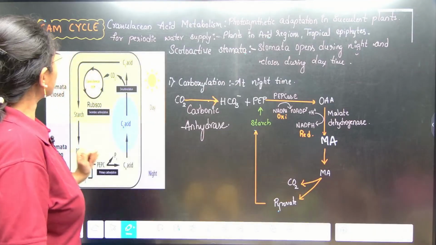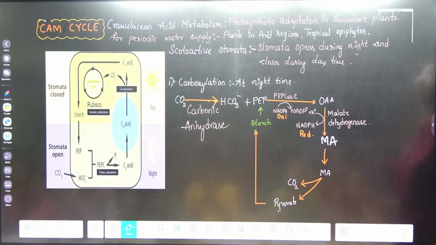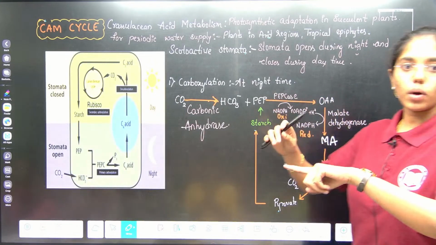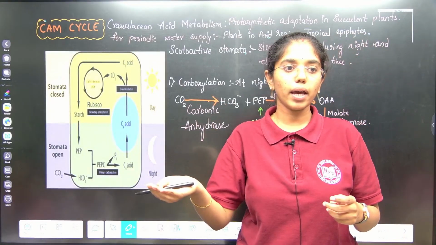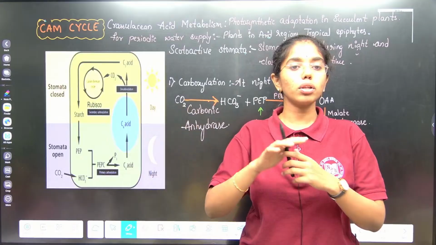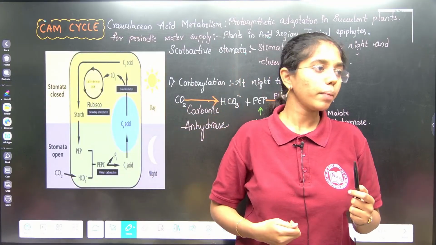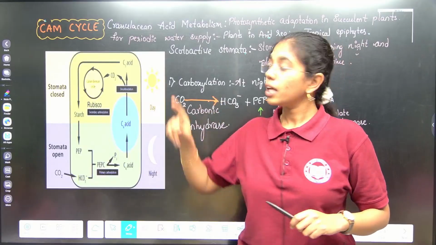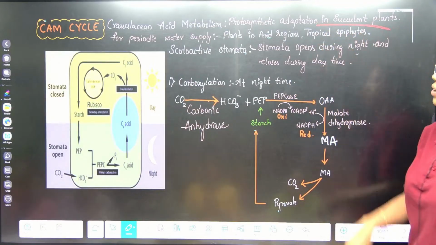CAM cycle, crassulacean acid metabolism. This is a photosynthetic adaptation in succulent plants. C4 plants have an adaptation, okay, as they live in high temperature regions, tropical plants, right? They live in high temperature regions, so they got a morphological adaptation showing Kranz anatomy by bundle sheath cells. These plants are also in desert conditions, right? They also got an adaptation, photosynthetic adaptation of succulent plants.